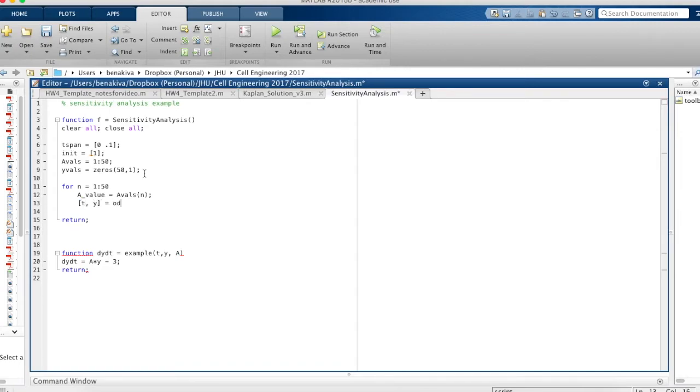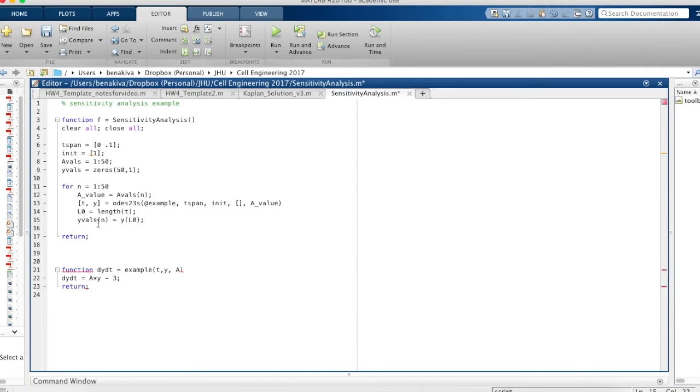So I'll say t y equals ode23s, I'm going to call my function, which is just called example, t-span, init, and then the a value, because I only have one parameter, so I'm just going to put that one parameter into my ODE solver. Then I'll say L naught equals length of t, and then I'll store the value of y: y vals n equals y of L naught.